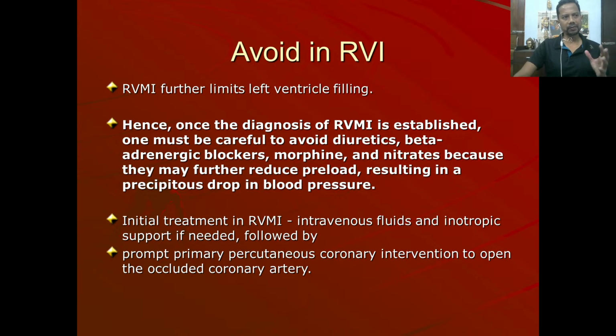So always be careful not to decrease the preload of the patient's heart in inferior wall MI. Avoid diuretics, beta blockers, beta adrenergic drugs, morphine, especially nitrates. Because people think MI, so you just give nitrates. No, it's not like that. If BP is low, avoid nitrates. Inferior wall MI, give IV fluids. Normal saline you can give, and then add vasopressors slowly, bring the BP up. You may add nitrates then.